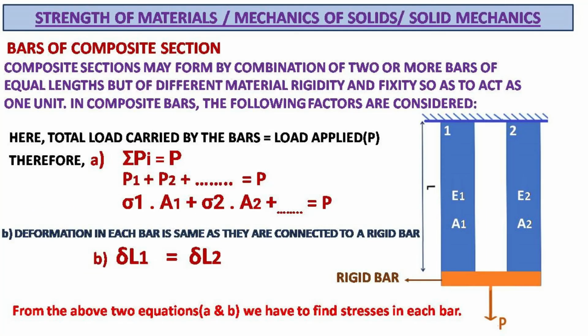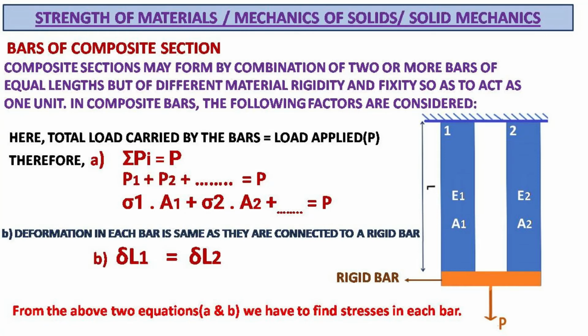Slide 18. In this slide we are analyzing the stresses taken by each material in the composite bar, when subjected to an external load. In this figure we have two bars. Both the bars have different cross-sectional areas, A1 and A2, made of different materials, that means different moduli of elasticity, E1 and E2. By analysis we have to find the stress in each bar, 1 and 2. For that we need two equations.